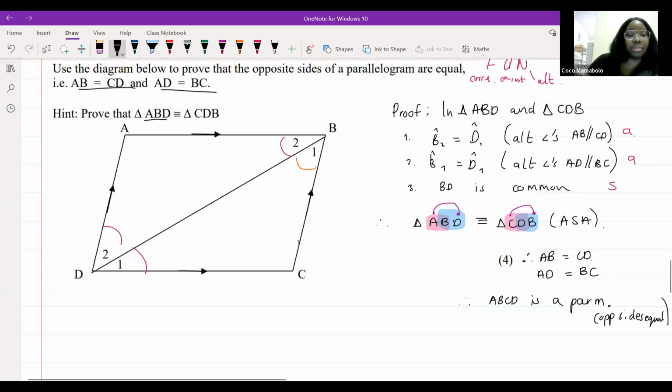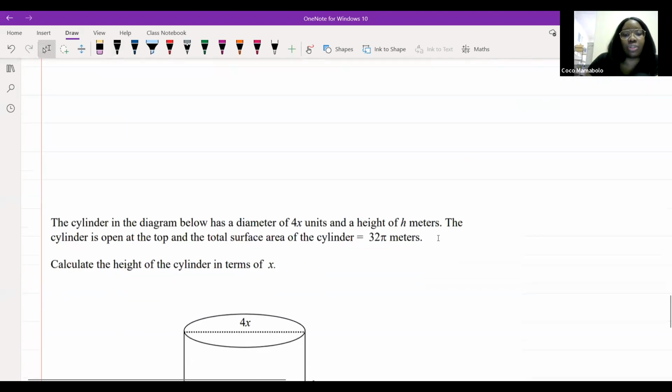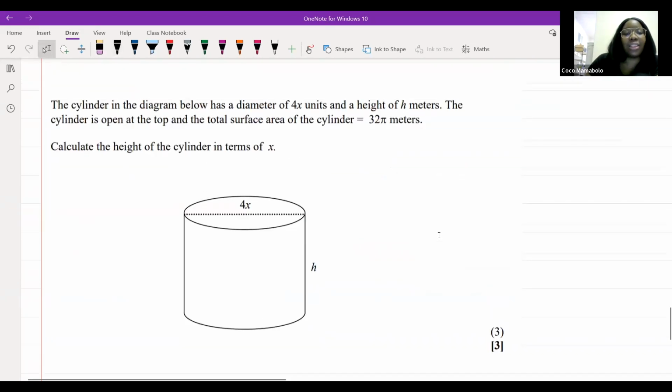All right, excellent, peeps. Okay, let's look at this next question. This is a measurement question. I want you guys to have a look at it, read through it, and answer it the best way you can think.